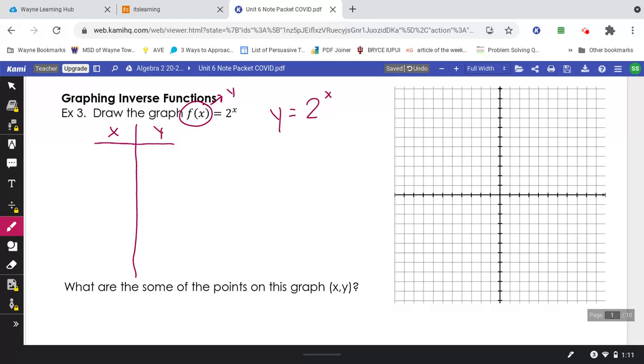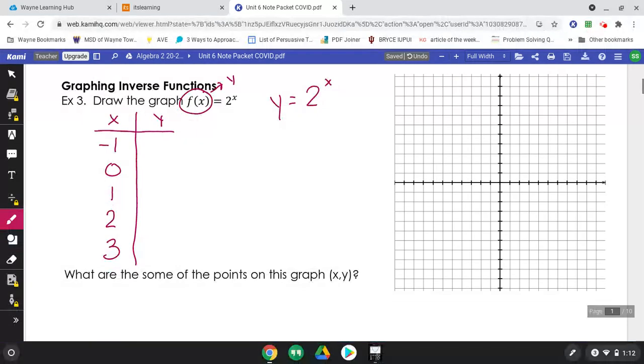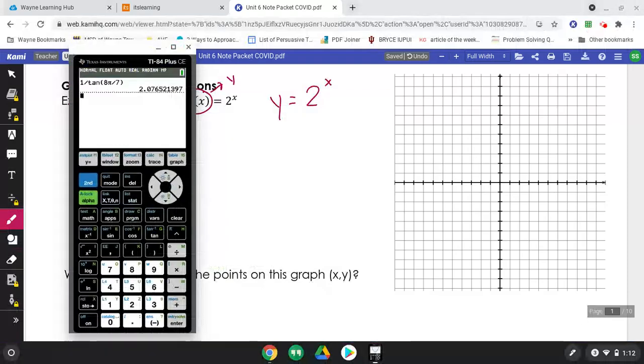I'm going to choose some numbers that are going to be easy for me to plug into exponents. I also want to make sure I get a negative number in there. So I'm going to start with -1 and then go my basic numbers 0, 1, 2. Maybe we'll go up to 3 this time. And so what I'm going to do next is I'm just going to use my calculator to help me plug in these numbers.